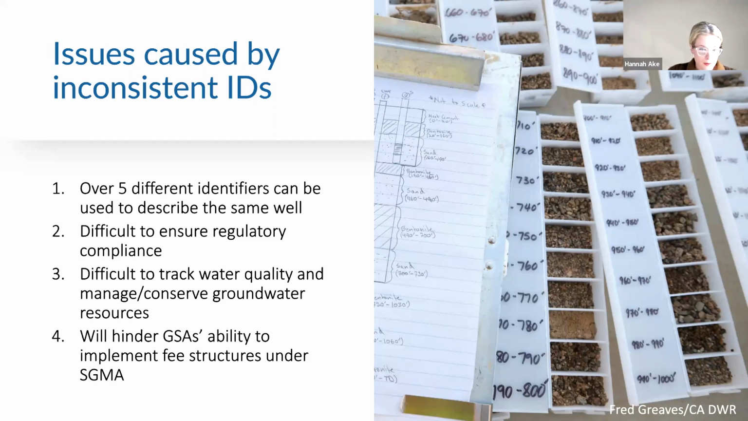It's extremely difficult to ensure regulatory compliance of individual wells if there is not a consistent way for those regulating entities to communicate about that well. This also means that it's more difficult to track water quality standards, and manage and conserve resources associated with a given well. And ultimately, if needed, it's going to be really difficult for GSAs to implement any sort of fee structure regarding these wells in their basin, should they determine that any of them are out of compliance, without a clear well inventory.